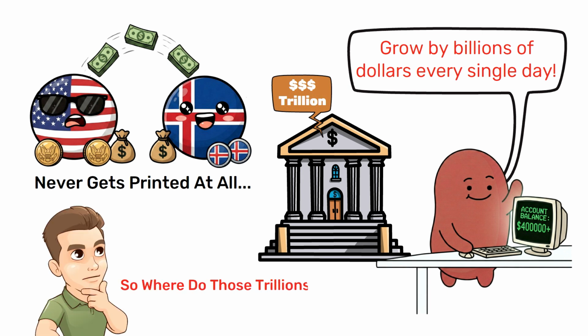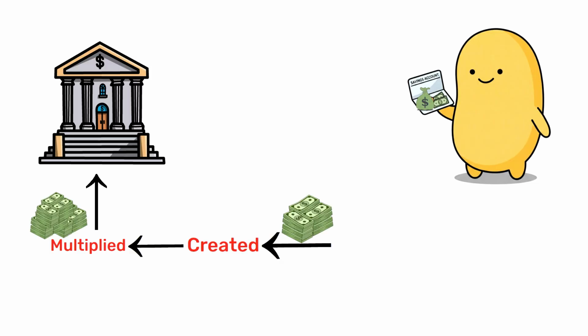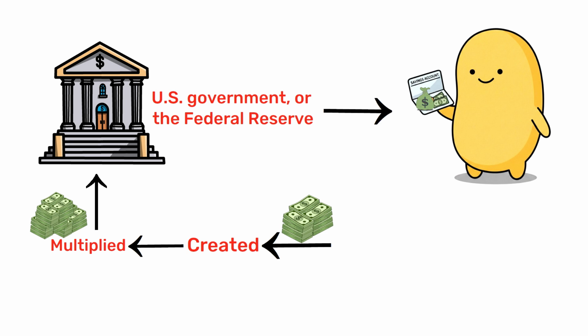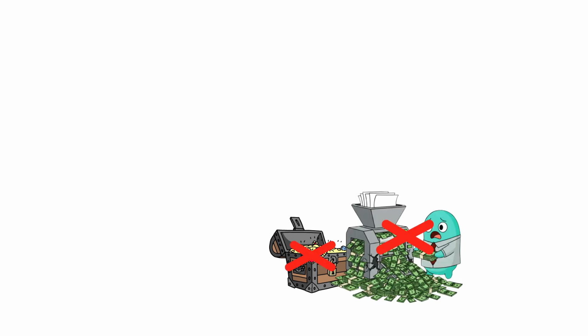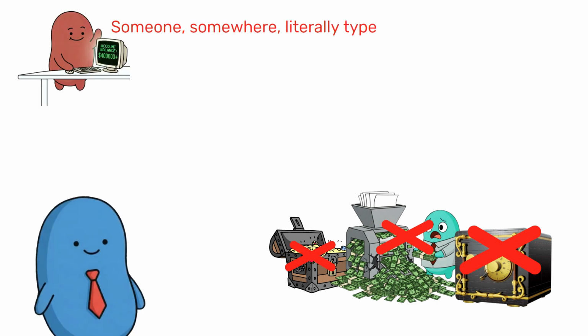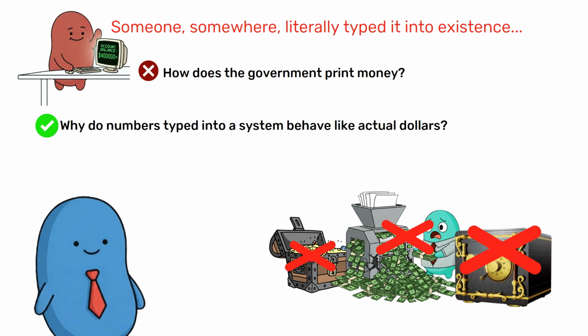So where do those trillions come from? Before a dollar appears in your bank account, it's usually been created, multiplied, and passed through banks, the U.S. government, or the Federal Reserve, often starting as nothing more than a loan or a line in a database. Your employer didn't pull it from a treasure chest, the government didn't laser print it, and banks didn't grab it from a secret vault. Someone, somewhere, literally typed it into existence. So the real question isn't how does the government print money, it's why do numbers typed into a system behave like actual dollars? And why does the world accept it?